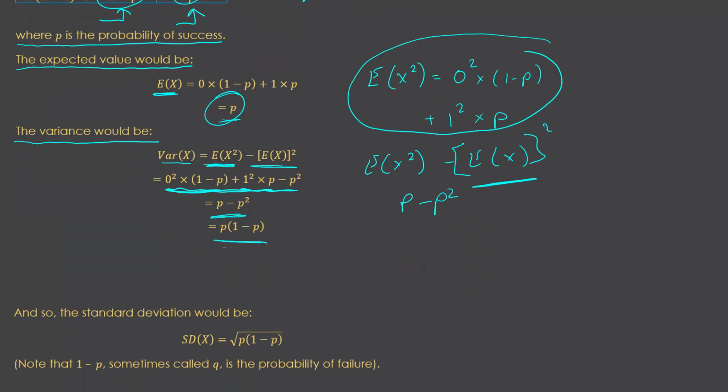And then since we know that the standard deviation is the square root of the variance, the standard deviation is the square root of p times 1 minus p. And I mentioned this earlier, 1 minus p, sometimes called q, is the probability of failure.